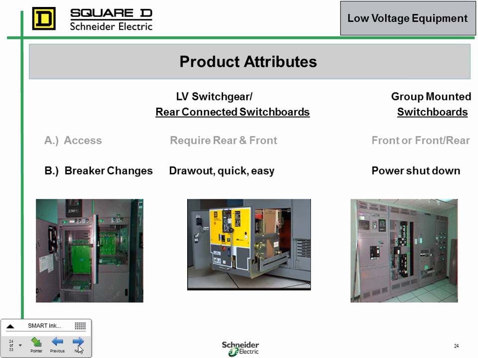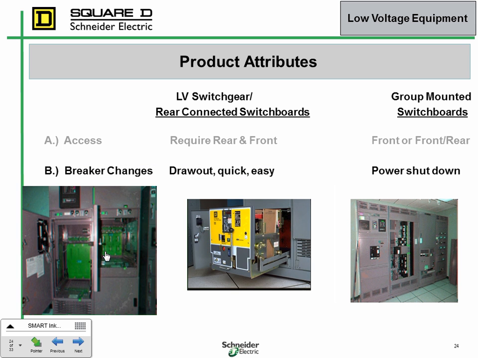Again, here's what we call cells. This is a breaker cell with the breaker removed. See the bus stabs back here? When you rack that breaker in, it's got fingers that actually attach to that bus. And there'd be a spot down here where that crank I was talking about goes in. When you're turning that, it's physically screwing that in or out, depending on what you're trying to do.